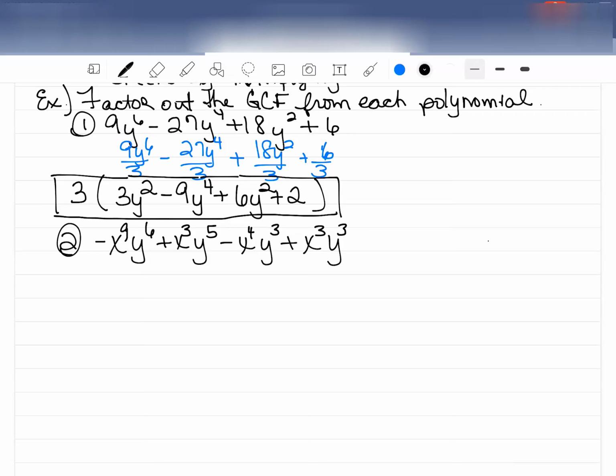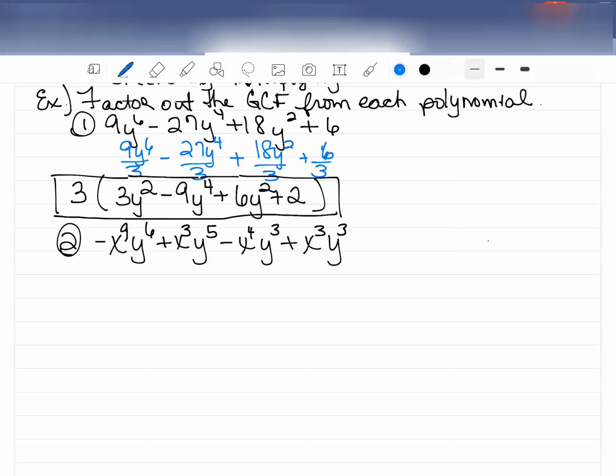The other thing I'm going to pay attention to is the fact that that very first term starts out with a negative in front of it. So I have negative x to the 9, y to the 6, plus x cubed, y fifth, minus x to the 4, y cubed, plus x cubed, y cubed. That minus in front of that very first term is what I need to pay attention to. I'm going to have to use that as part of my GCF. And that's just a rule that we use so that it helps us with our factoring.